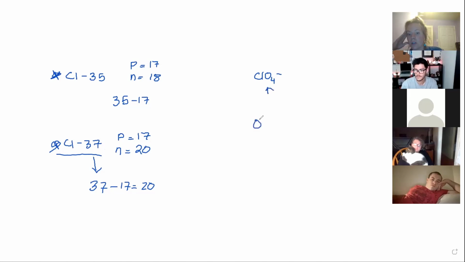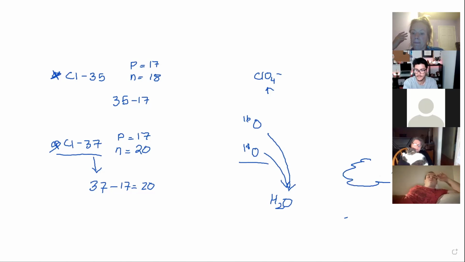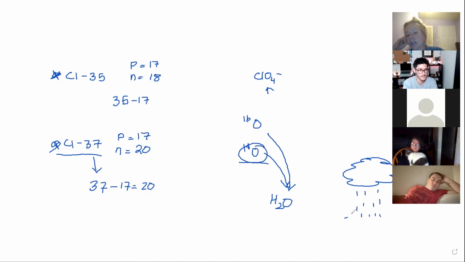There's also oxygen here. So we have oxygen 16 and oxygen 18, oxygen 18 being the heavier one. Again, these things will behave in certain ways. So let's say you have water, H2O. There's oxygen in there that has both of these guys. Well, if it's sealed up, let's say in a rain cloud, the first thing that's going to rain out is going to be the heavier stuff, oxygen 18.